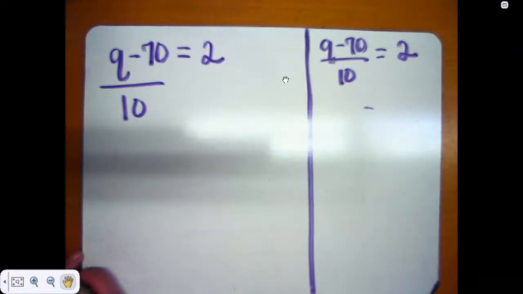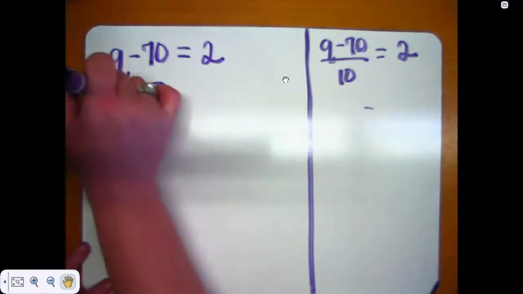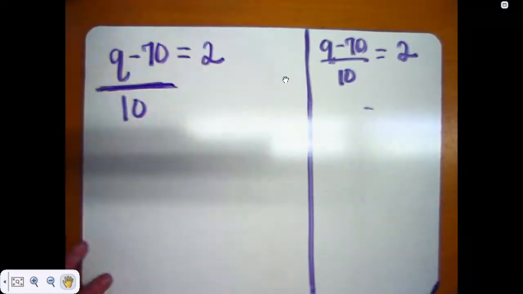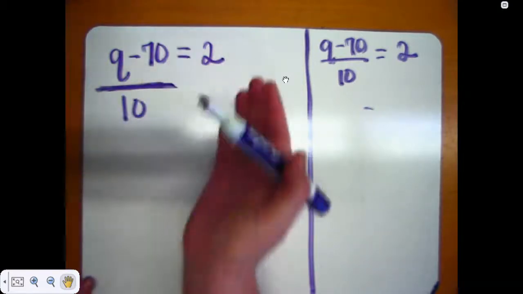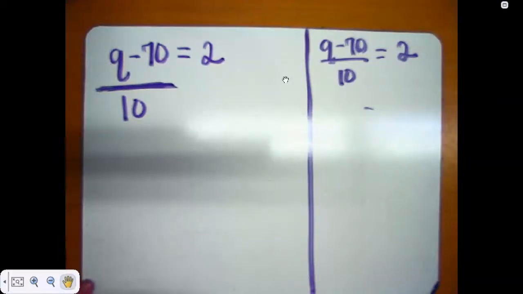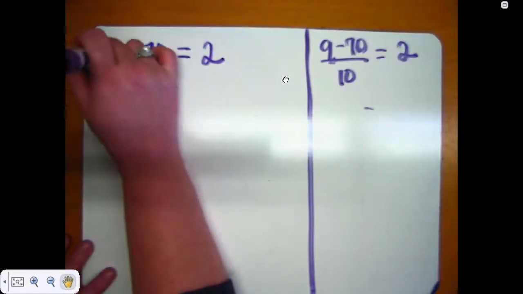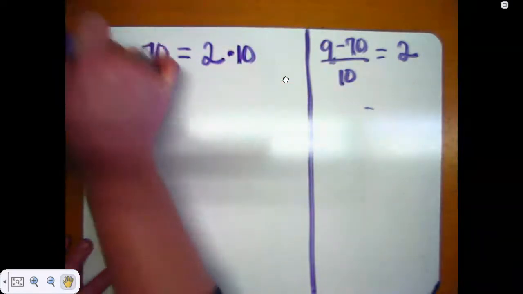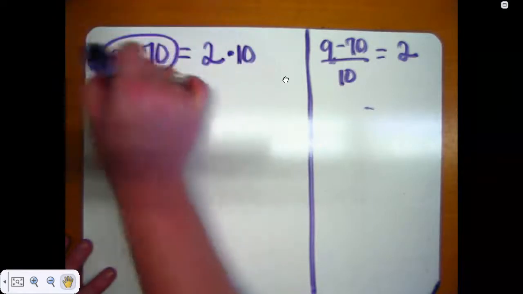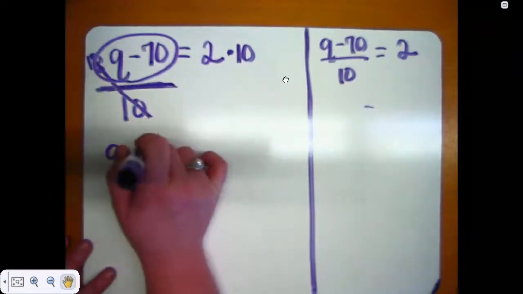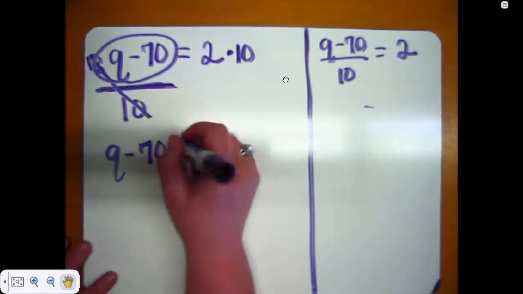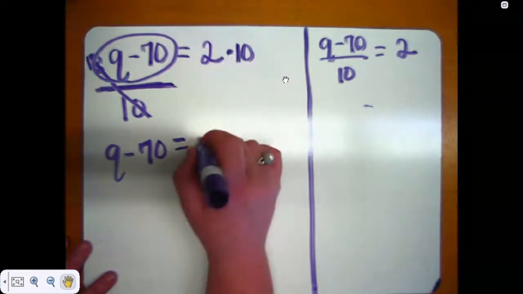Okay, so when it looks like this, and this whole thing is being divided by 10, we need to get rid of that 10 first. So Q minus 70 is being divided by 10. So I'm going to go ahead and multiply both sides by 10. This goes away and leaves me with only Q minus 70, because 10 divided by 10 is 1, equals 2 times 10 is 20.